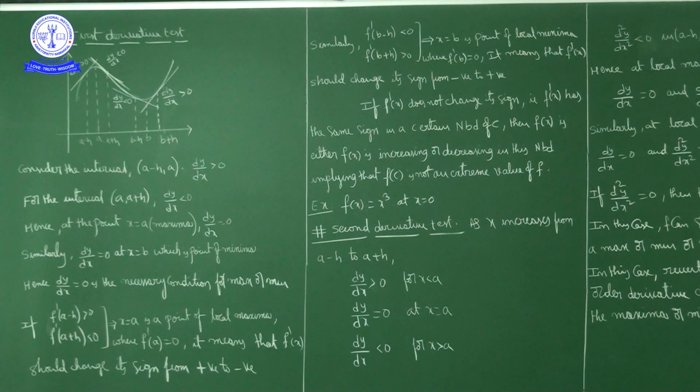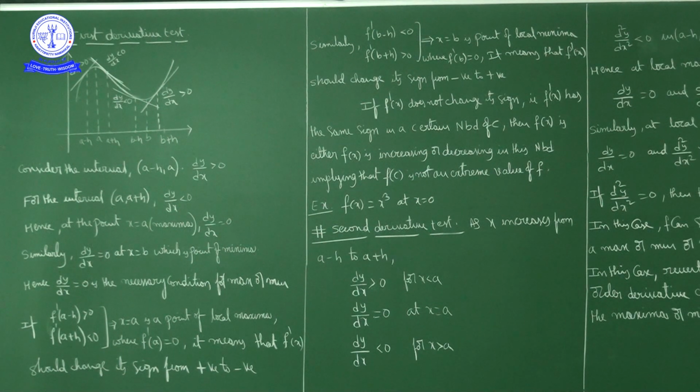Now if you consider the interval a minus h to a and observe here, the graph is increasing. What is dy by dx here? dy by dx is positive in the interval a minus h to a. If you draw a tangent here, the slope of the tangent is positive, so dy by dx is positive.